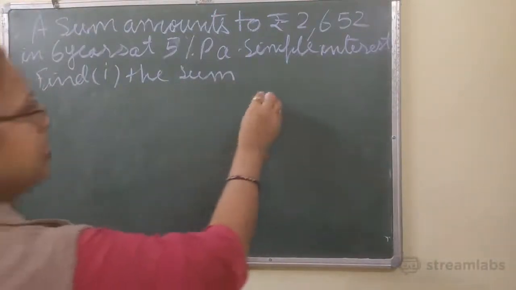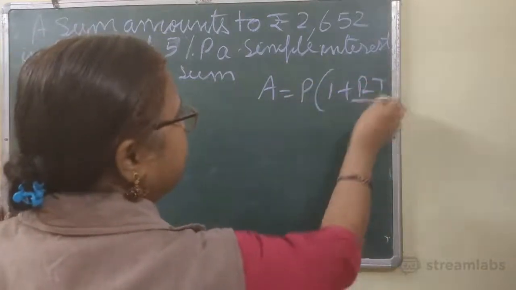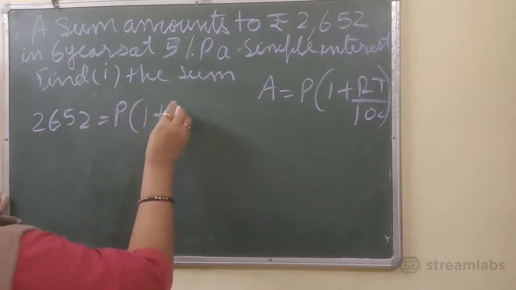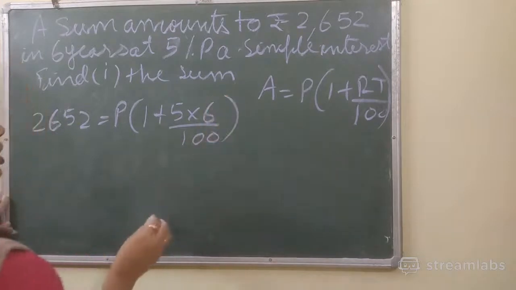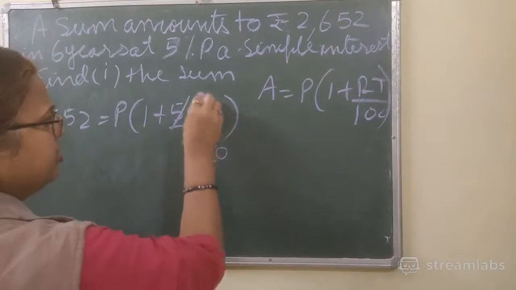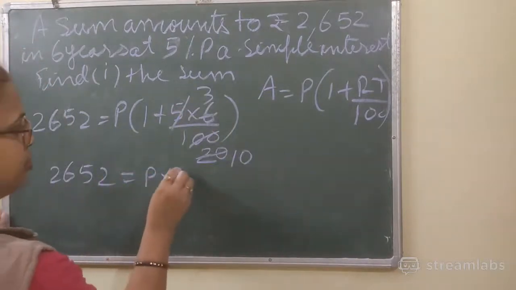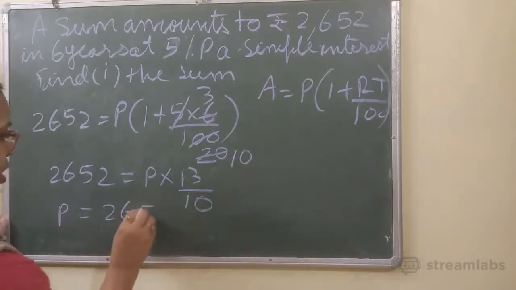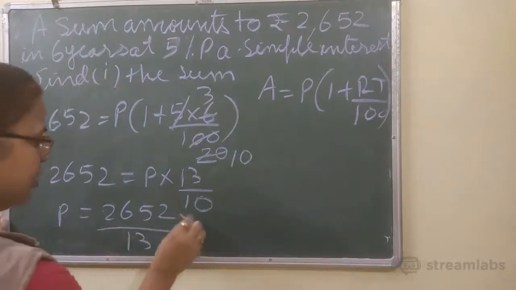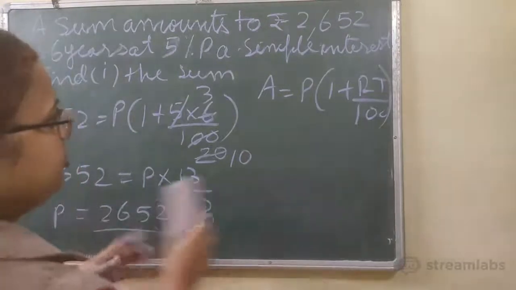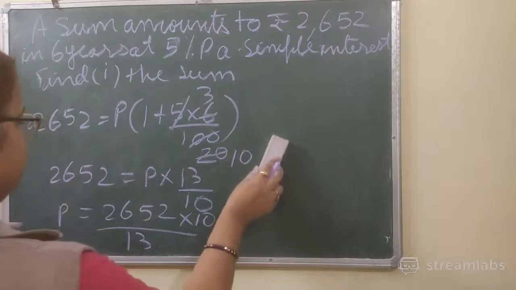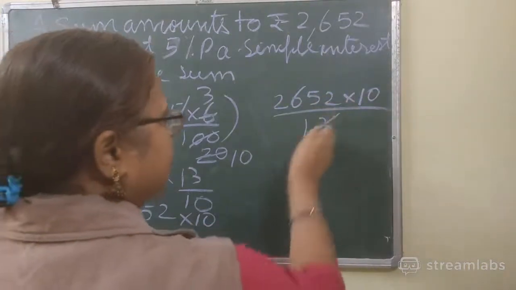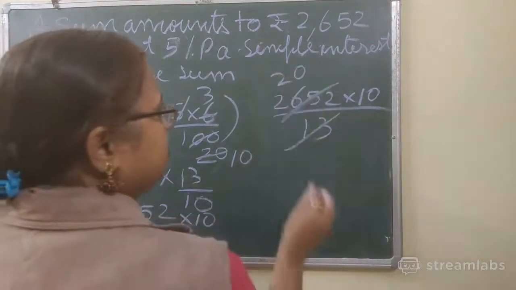That formula we'll use. That formula is A is equal to P(1 + RT/100). Clear? So what is A here? 2652, then P(1 + 5 into 6 by 100). Now 5 6s are 30, so this is equal to P into 13 by 10. When you solve, you will get this. So P will be equal to 2652 divided by 13 into 10, that is 2652 into 10 divided by 13. So how many times? 13 twos are 26, then 0.